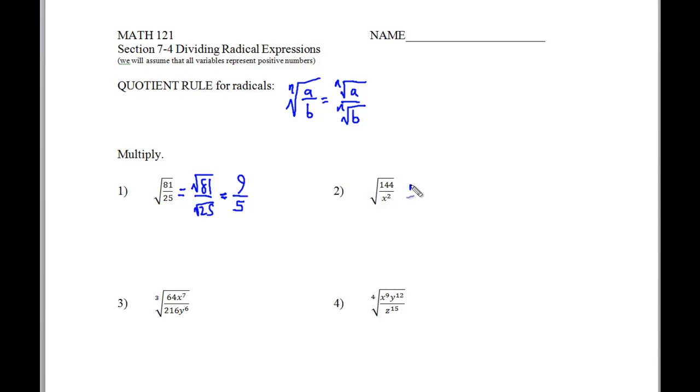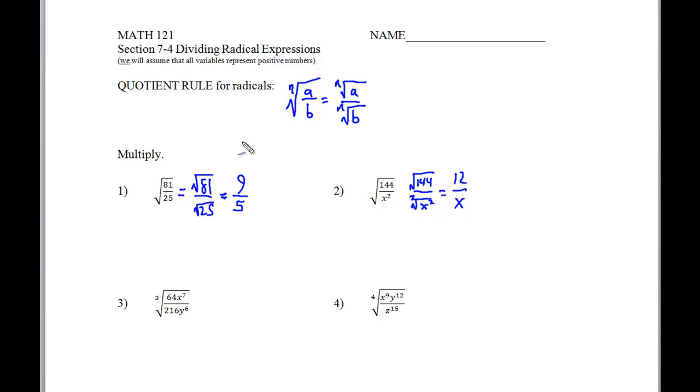Same thing for problem 2. Square root of 144 divided by the square root of x squared. The square root of 144 is 12. And the square root of x squared, 2 goes into 2 once, so that leaves me with just x. You'll also notice that every single answer that we'll get here will have this denominator being non-radical. In the case that we do have some problems that have a radical in the denominator, we're going to cover that in the second video, which is going to be about rationalizing denominators.